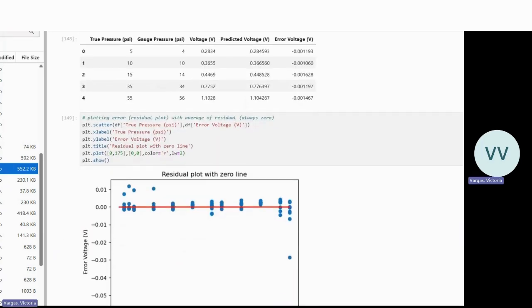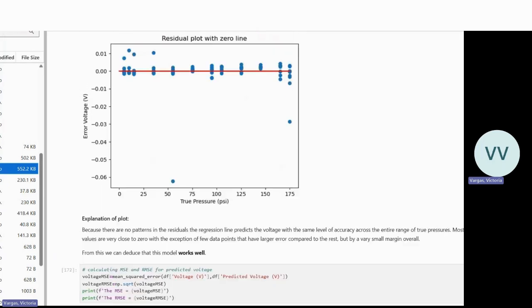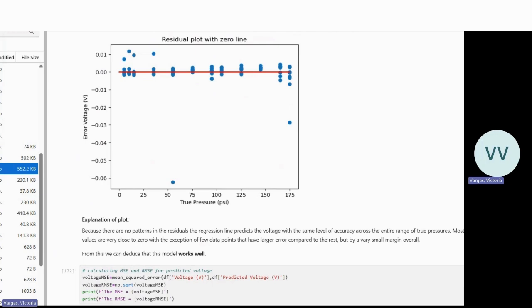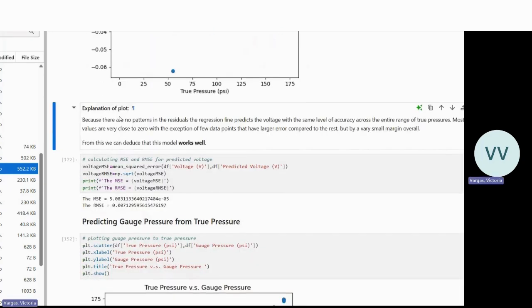And then now we have another plotting error residual plot with an average residual, always 0. So as an explanation of my plot, because there are no patterns in residuals, the regression line predicts the voltage with the same level of accuracy. Again, we have the sort of balance of points above and below 0. So that overall means that the model is going to work well because of that balance. And we have another low RMSE, specifically 0.0071.